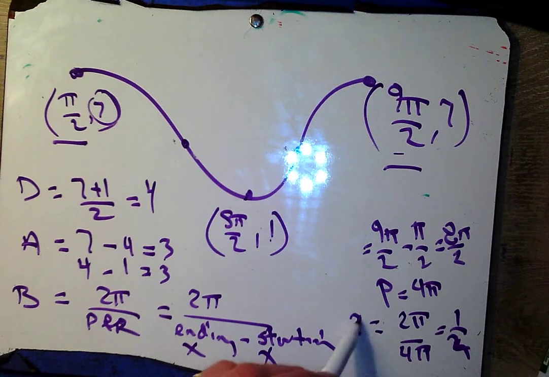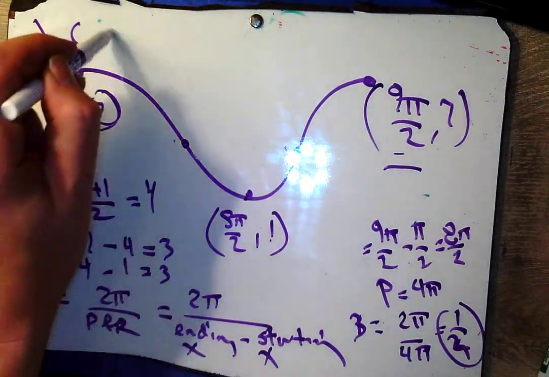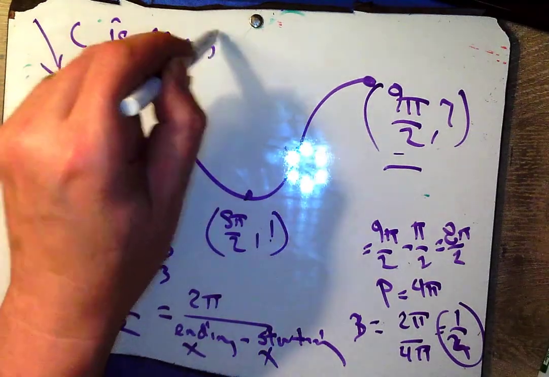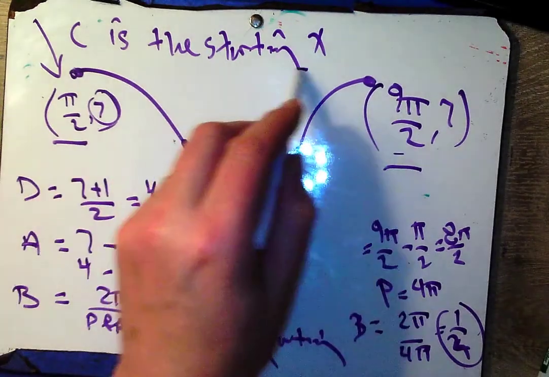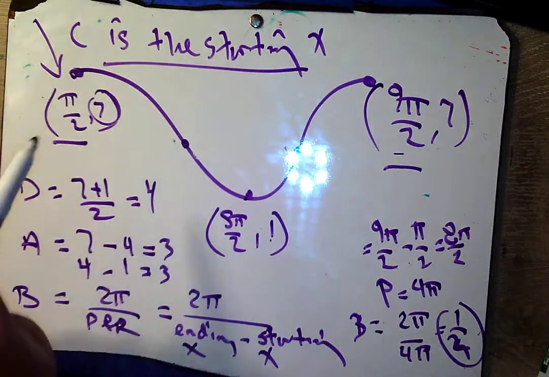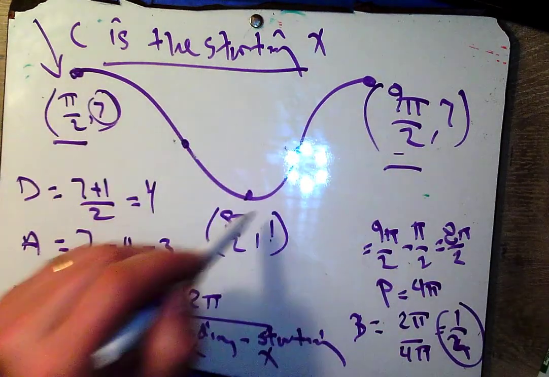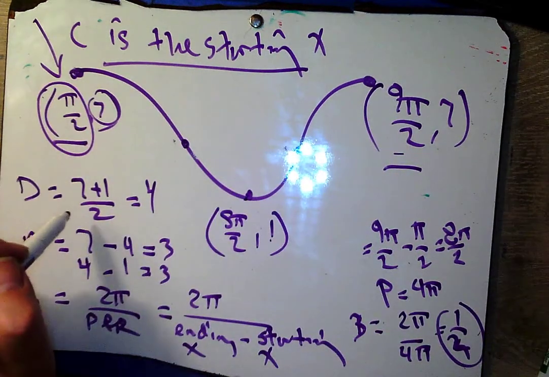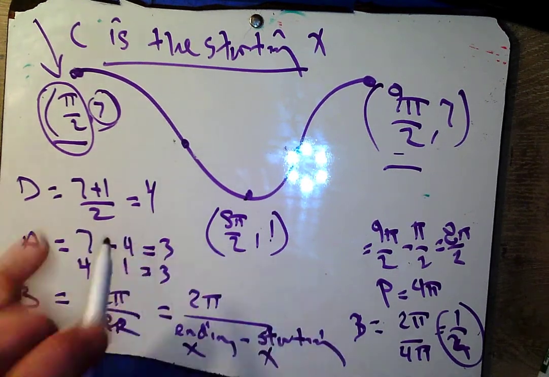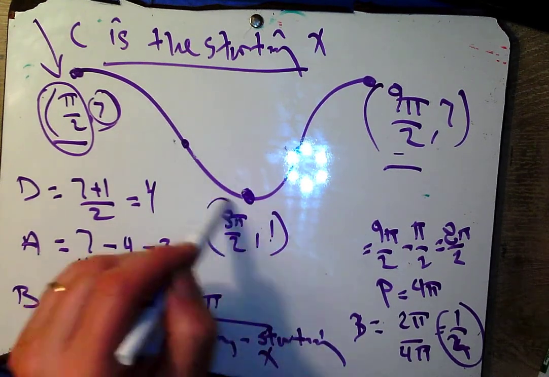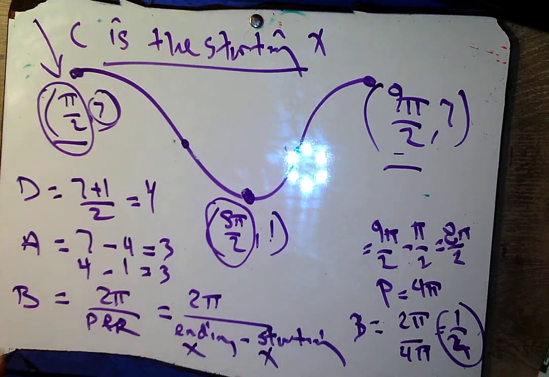So my b value is 1/2. And my c, remember c is the starting x. Now, be careful here. Starting x for what we saw. We saw positive cosine, starting high and going down. So that's where my graph starts. If you said this was negative cosine, then your graph starts here. And this is your c value. Pay attention to that.